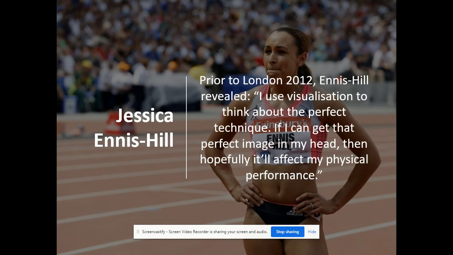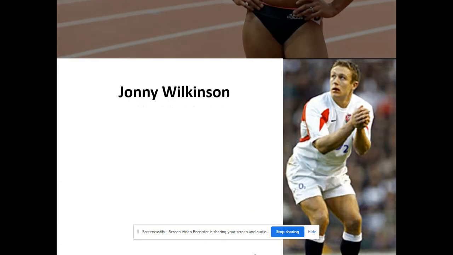Okay, Jessica Ennis-Hill. Prior to London 2012, Ennis-Hill revealed, I use visualization to think about the perfect technique. If I can get the perfect image in my head, then hopefully it will affect my physical performance. So again, she's looking at visualization, thinking about that perfect image. Where does she need to be? Let's say when she's throwing javelin, where that javelin needs to go, when she needs to release it, what her technique will look like on the playback, etc. That is how she impacts her physical performance.